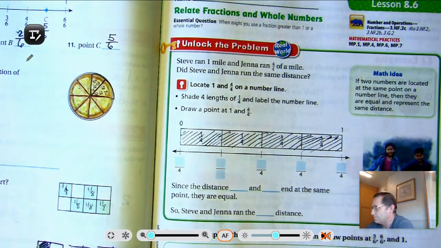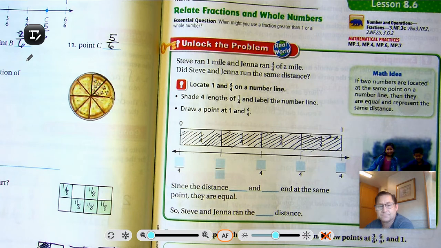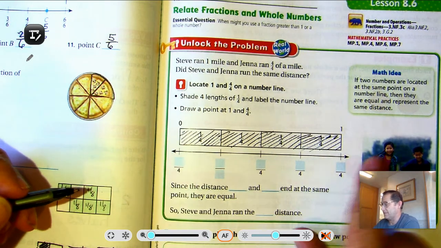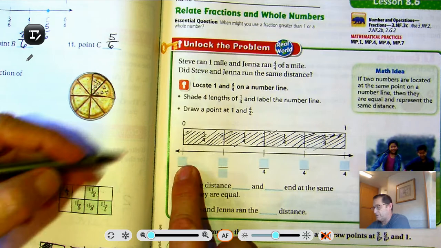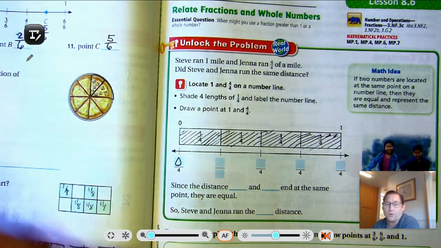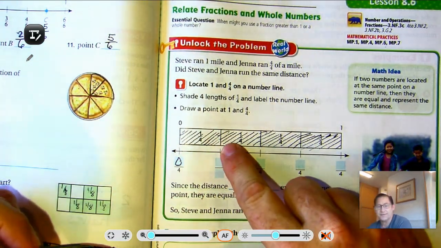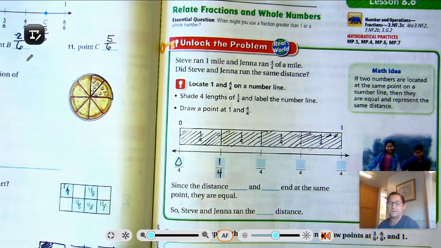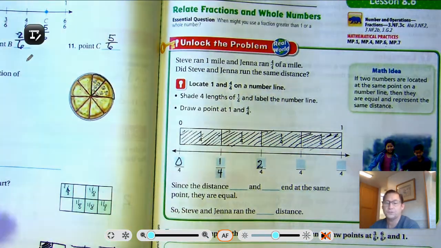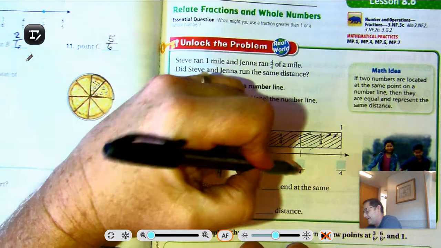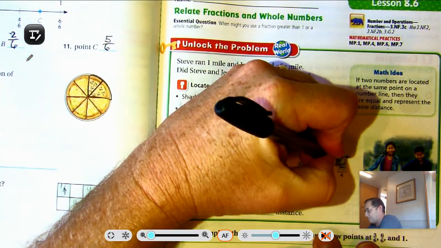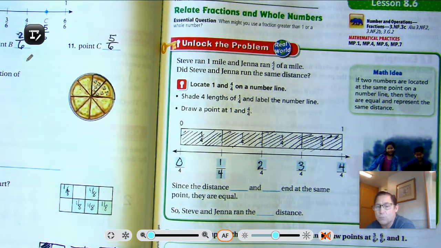Okay, so now label the number line. This point is 0 and this is 1. So this is 1 whole. This whole rectangle represents 1 mile. If Jenna hadn't started yet, she would be at 0/4. She hasn't run any part yet, right? Once she got to this point, that's 1/4 of the whole mile. She got here and she was halfway, or 2/4 of a mile. The next spot on the number line, she's at 3/4. And when she got to the end, where Steve finished also, she was at 1 mile.